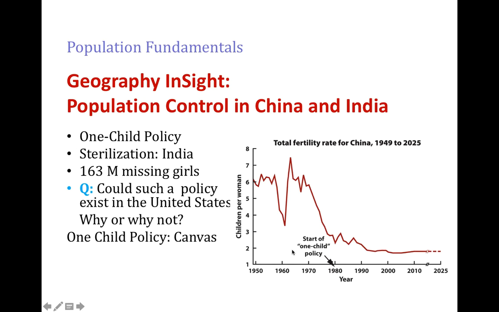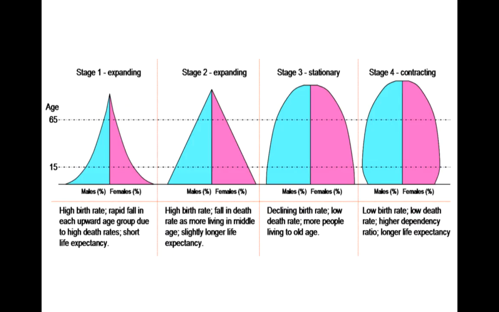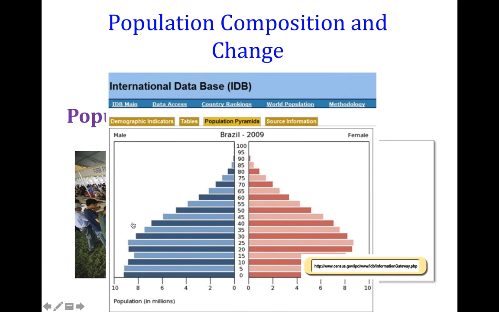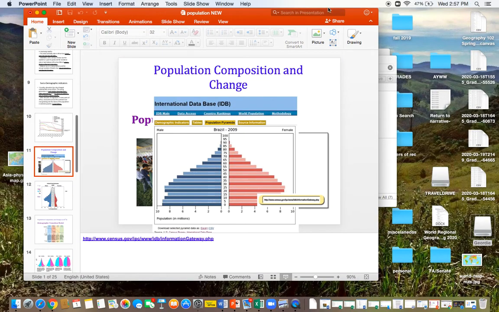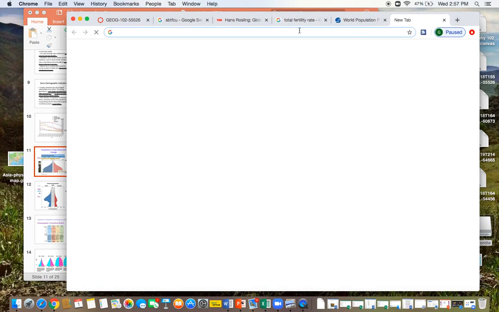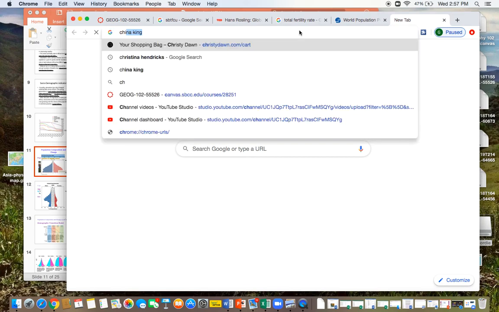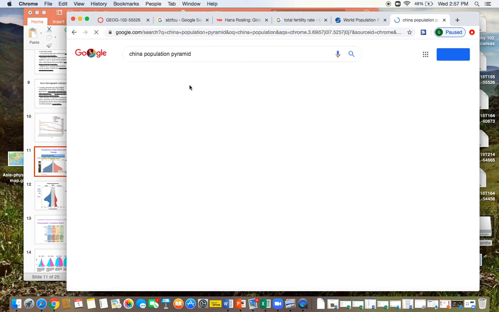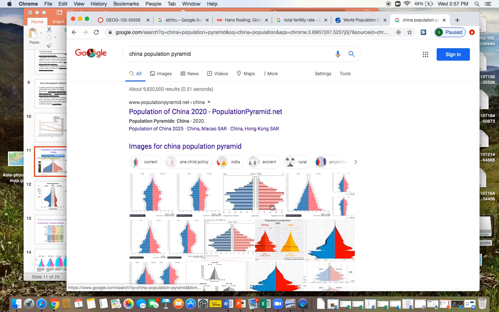So another big issue that's happening right now, besides the missing girl issue, is you have a tiny population that came behind. So if we go back to our population pyramid, if you imagine China, let me just look that up real quick.